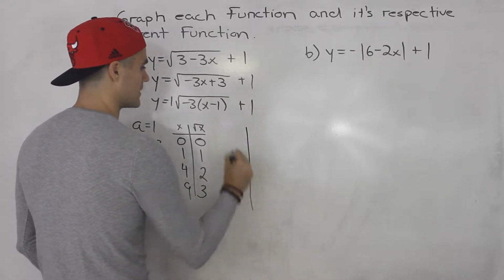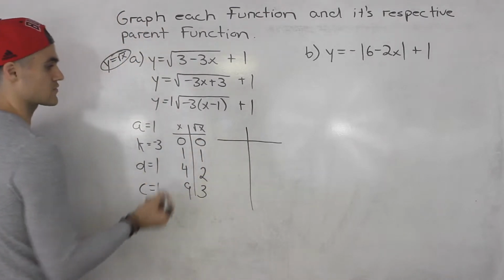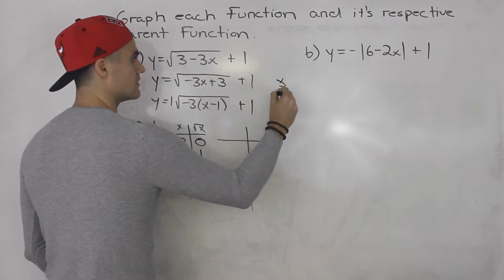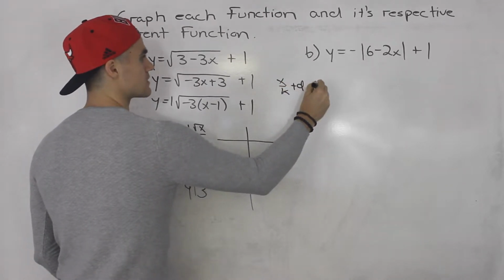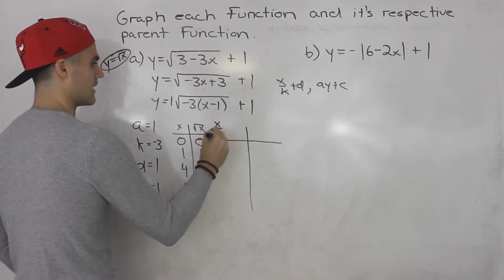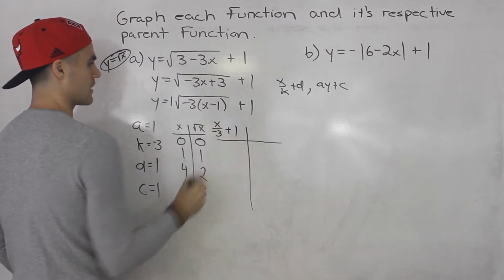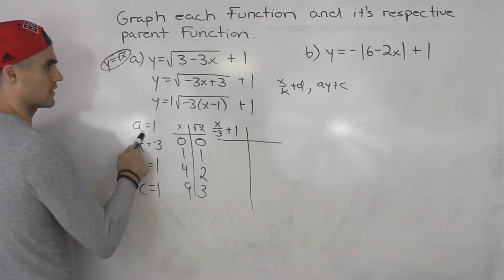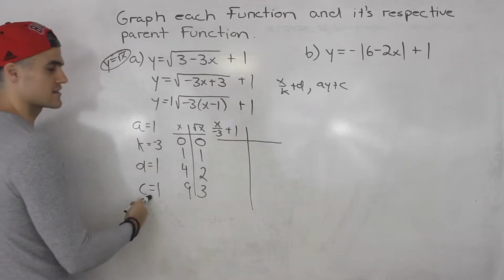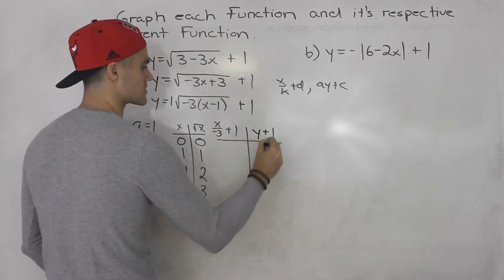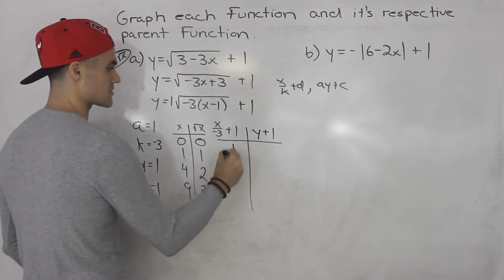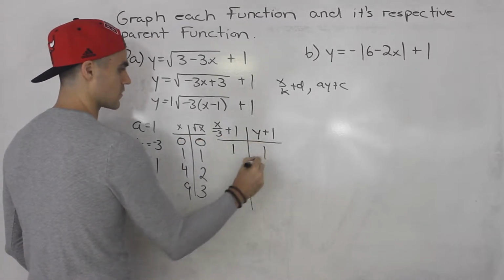And then we're basically going to take those points and transform them. So putting it through the transformation formula, which is x over k plus d for the x values, and then ay plus c. So x over negative 3 plus the d value of 1. And then the a value is 1, so we're multiplying all the y values by 1, and then just adding that c value of 1. So it's just basically y plus 1. Right, so 0 divided by negative 3 plus 1 gives us 1. 0 plus 1 gives us 1.